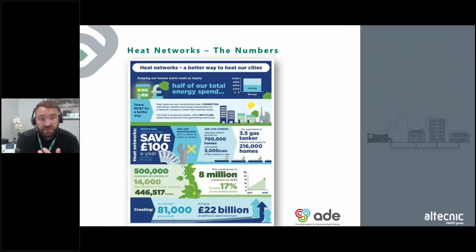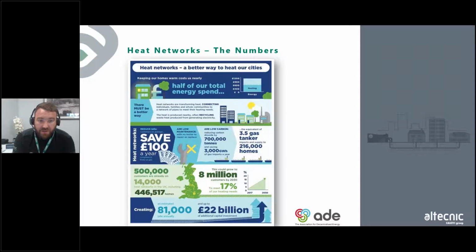So keeping our homes warm costs nearly half of our total spend in energy. Heat networks are transforming heat, connecting individuals, families and whole communities to networks of pipes meeting their heating needs. The heat is produced nearby, often recycling waste heat produced from generating electricity. So we talk about waste for energy, we're talking about anything that can start to generate heat. We can start to use that to our benefit, as opposed to wasting it back into the environment itself. You can save yourself money. They are low maintenance with no boiler to repair or replace.